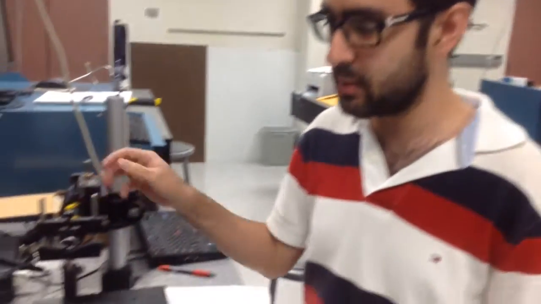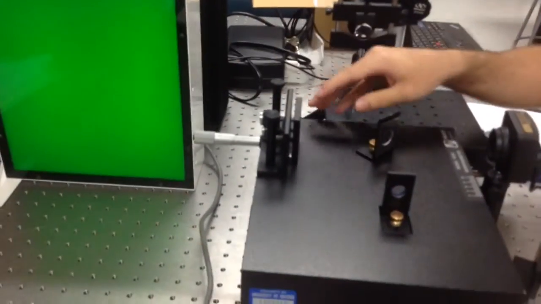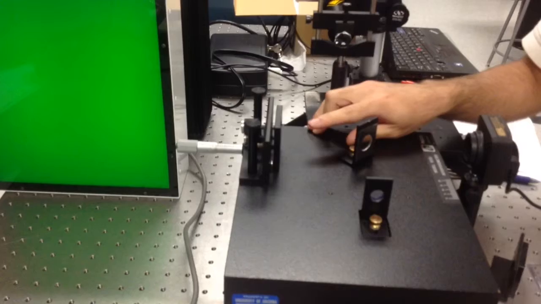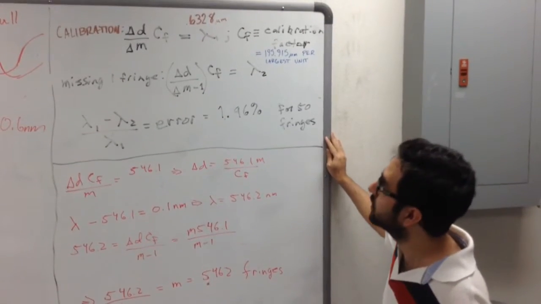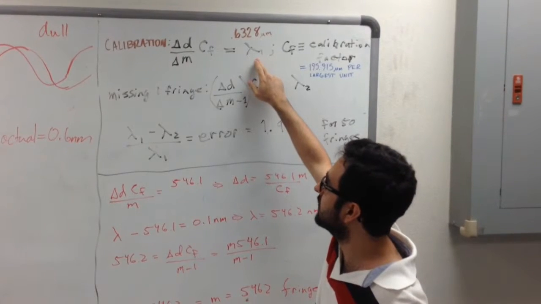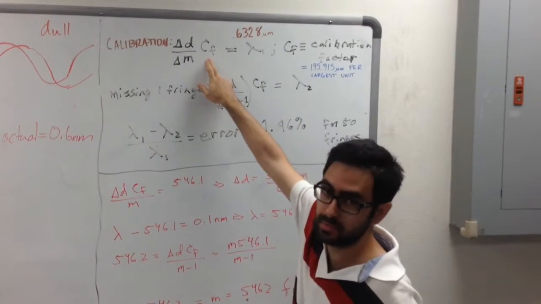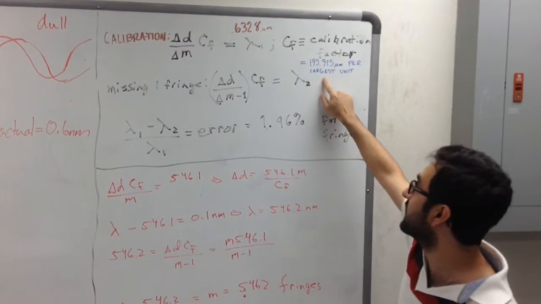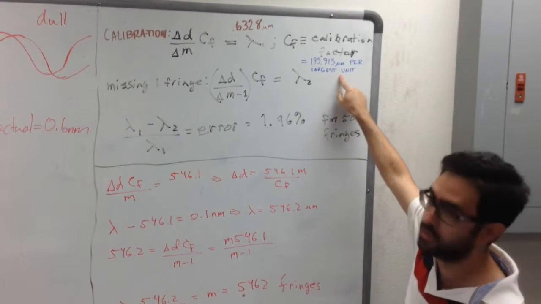This is Lab 9 on use of the Michelson interferometer to make measurements. It was necessary to find the calibration factor. We used a laser for this, and we moved the micrometer and counted the number of fringes that moved past the detector. We solved for the calibration factor by using the known wavelength of the helium neon laser and solving for the factor that we needed. We found that it was 195.915 microns per the largest unit.